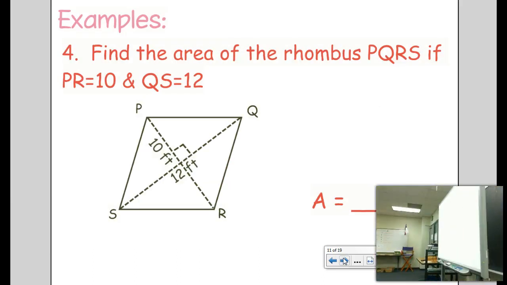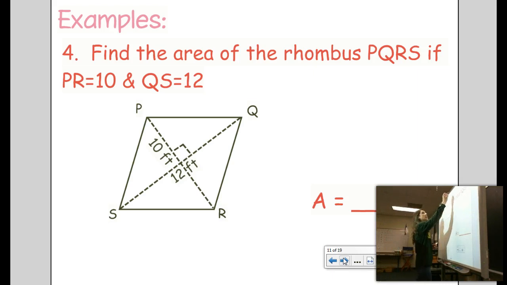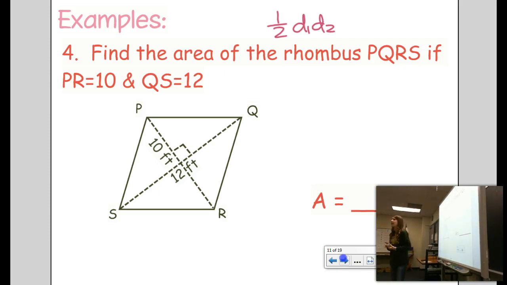Find the area of rhombus PQRS. Did you write the formula down? Diagonal 1 times diagonal 2 over 2. Your formula chart is going to have it like this: 1 half diagonal 1, diagonal 2, because for some reason they like to put it as coefficients instead. Kaylee. No adding. It means for it to be the whole thing. Because look, PR is 10 and QS is 12, so it's the whole diagonal. So we're starting off really easy on you.